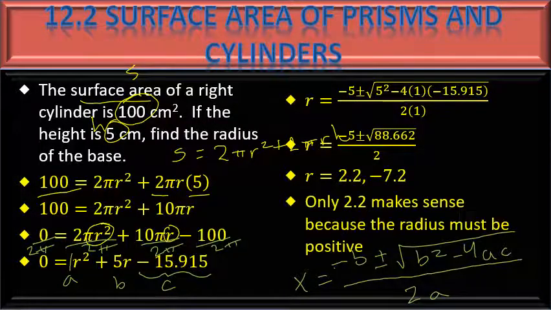Well, the radius has to be positive, so only the 2.2 makes sense. So we're going to not count the negative 7.2. So it'll be 2.2 centimeters.